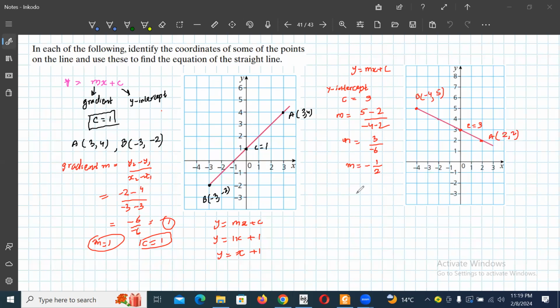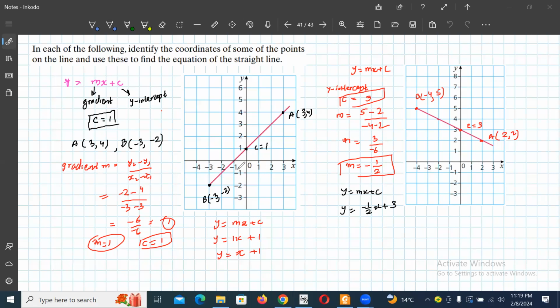So look, the gradient is negative. Now we will replace these two values, the y-intercept and gradient, in the general equation of a straight line, which is y equals mx plus c. So y is equal to minus 1 over 2 x plus, we have c as 3. This is our required answer. I hope it is clear.